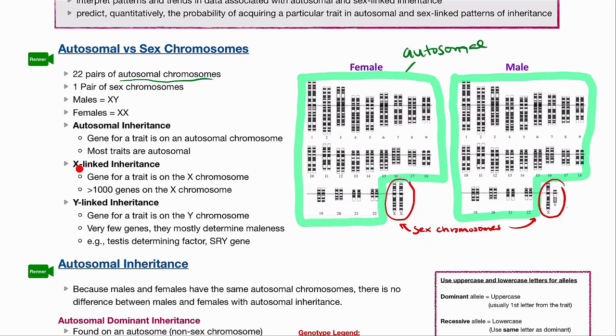X-linked inheritance, on the other hand, is controlled by genes on the X chromosome. Okay, so let's just make those red. It's the X chromosome. Okay, so here's an X chromosome, here's an X chromosome, and here's an X chromosome. So as you can see, females have 2 of those chromosomes, males have 1, which means females can be affected differently than males for whatever this trait is.